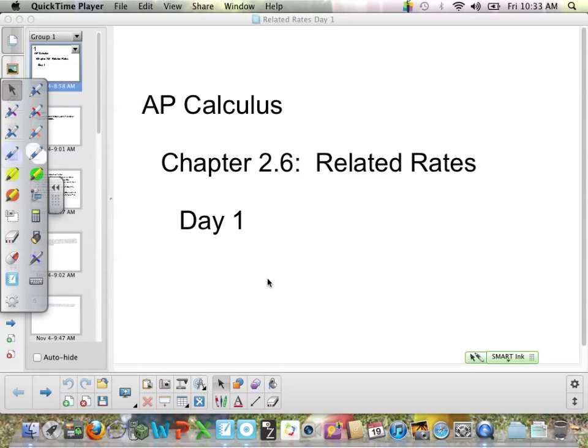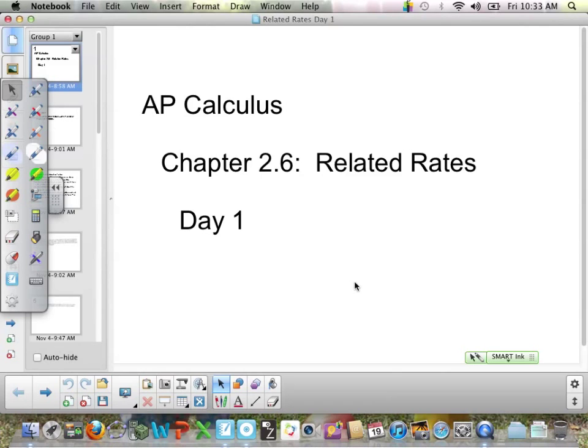Chapter 2.6, Related Rates, Day 1. Today we're going to look at one of the more difficult topics in Calculus 1, and that is related rates. It is also a topic that they cover quite heavily on the AP exam, so it is very important to take your time and understand this.